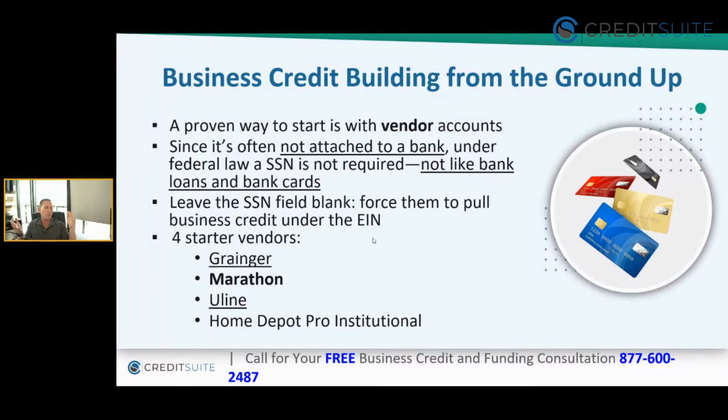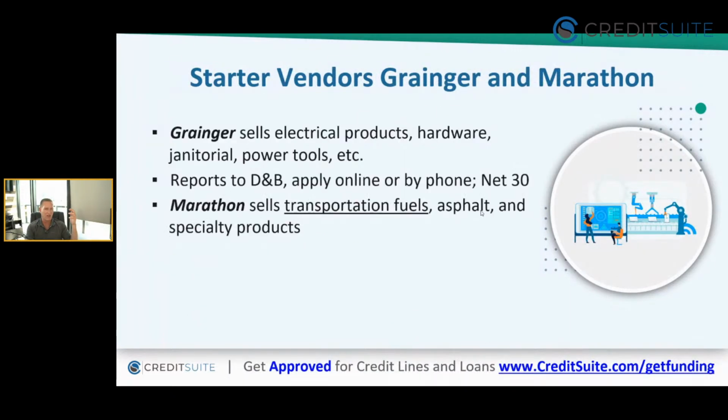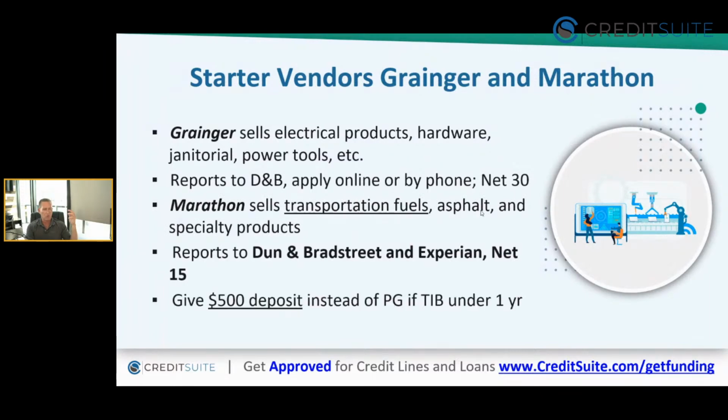And if you get credit with these credit issuers, they'll give you credit even when you have none. Even if your personal credit's bad, even if you don't qualify for loans or credit lines, you can still get all this kind of credit. And then it starts building a business credit profile for you, which is going to be important as we get into other phases of funding here. Okay. So Granger sells outdoor workwear, electrical supplies, Marathon, transportation fuels, asphalt, specialty products, etc. And again, they report to Dun & Bradstreet, net 15, net 30 type of accounts.